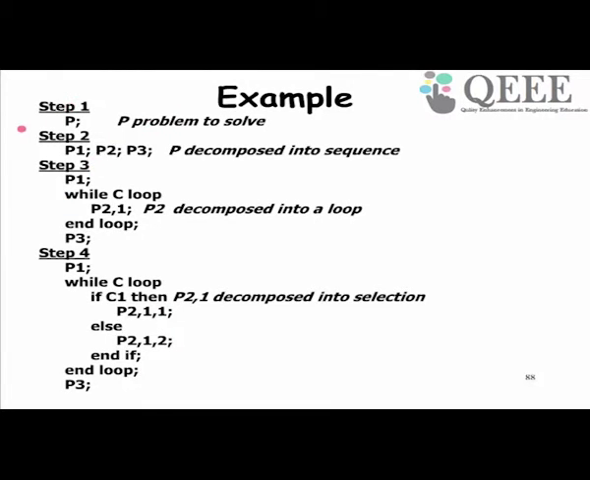This is an example of stepwise refinement. In the first step, we just identify the problem. In step two, we say that three problems need to be solved. Then we say P1 is to be solved, and for P2 we say that P2.1, 2.2, etc. have to be repeated, and then we use if, while, etc. So this is the stepwise refinement example.